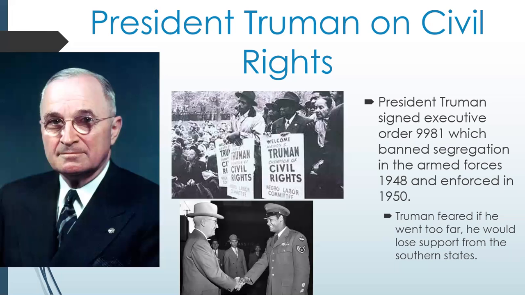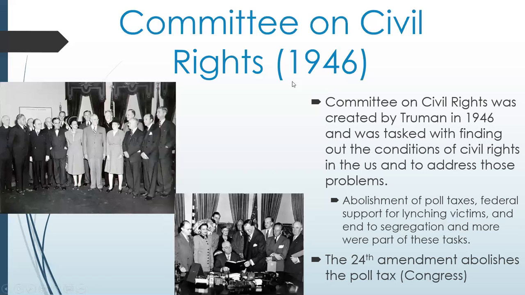But so again, he's able to control the military. It's why Truman's able to do it so fearlessly, because he won't do it too many other times. So another positive thing Truman does is he puts in place the Committee on Civil Rights. It was created in 1946 by Truman, a little before he desegregates the military. They were tasked with finding out the conditions of civil rights in the US and trying to address the problem.